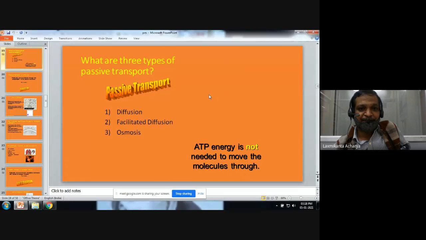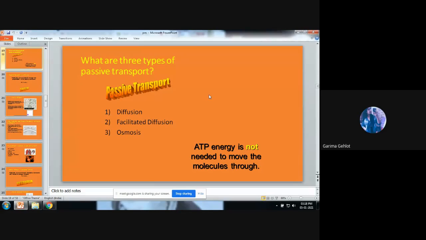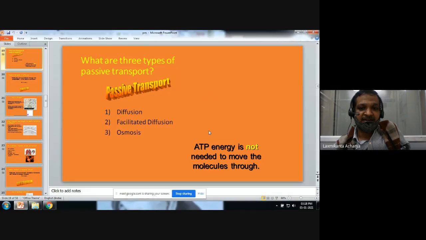Do you agree to that or not? Yes, sir. So the energy that is required, of course ATP is not required, but the energy is provided by the concentration gradient, right? So the molecules move from higher concentration to lower concentration, whether it is osmosis, facilitated diffusion or diffusion, right?